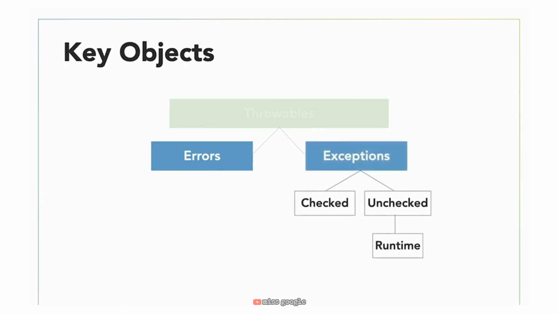Exceptions are another object that can be thrown and indicate conditions that an application might want to catch and handle. There are two subclasses to the exception object: checked exceptions and unchecked exceptions, or runtime exceptions. We will explore checked exceptions in Chapter 2, and in Chapter 3, we will discuss runtime exceptions a little more.